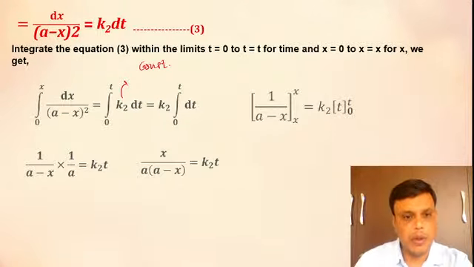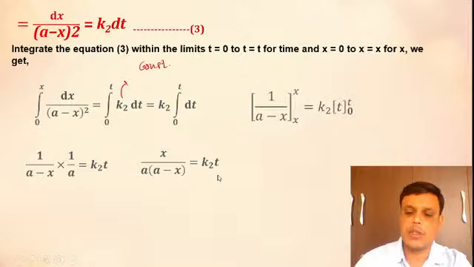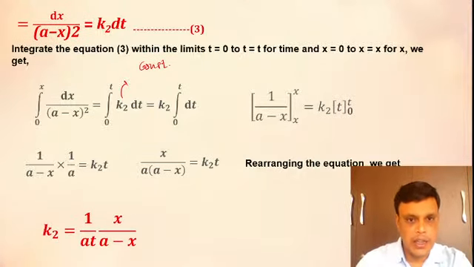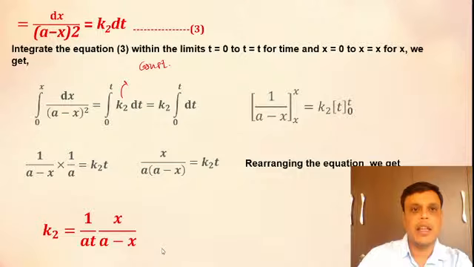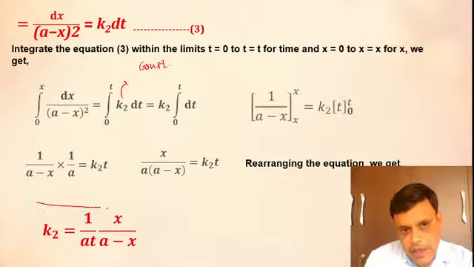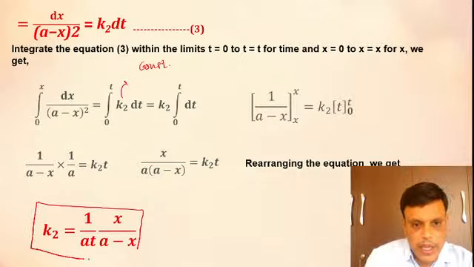What we will do? We will solve this. We will multiply this term. So we will get x divided by a into a minus x, which is equal to kt. And now we will rearrange it, and after rearranging we will get k2 is equal to 1 by at into x by a minus x, and this is the integrated rate law equation for second order reactions for case 1.